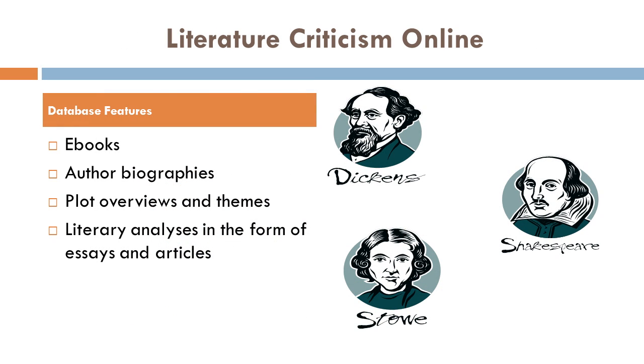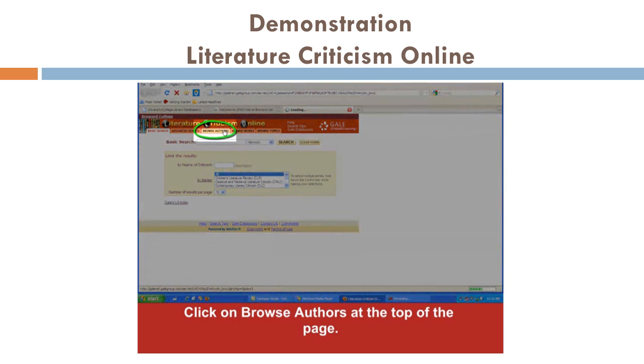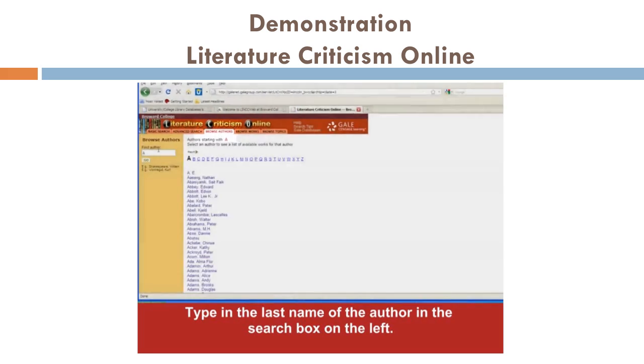Literature Criticism Online contains the complete archived contents of several multi-volume reference sets that were originally published in print. These books contain biographical information for authors as well as literary analyses of their works. Let's take a closer look. Begin your search by clicking on Browse by Author. Click on the Browse by Authors tab at the top.